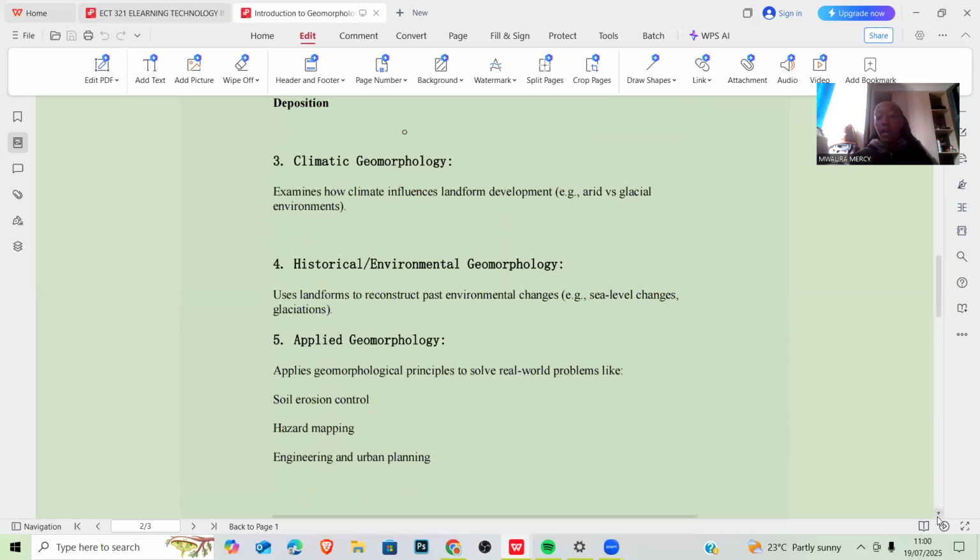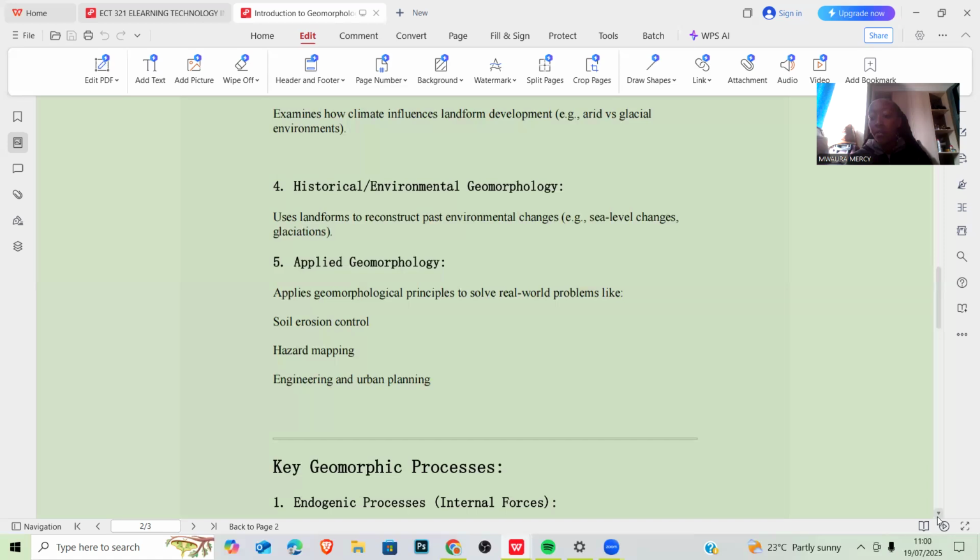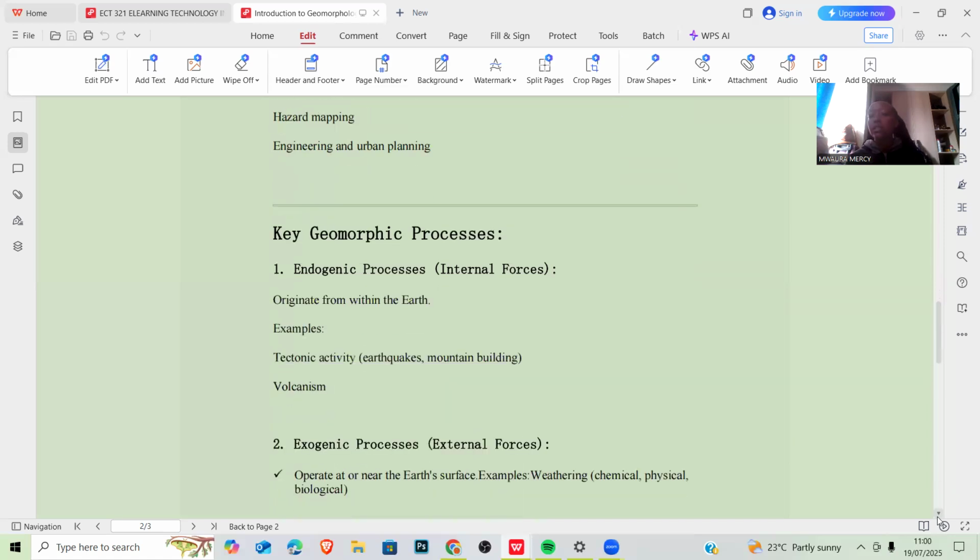I forgot to mention the others, but those two are the main. So there's climatic geomorphology, which examines how climate influences landform development. Historical or environmental geomorphology refers to the use of landforms to reconstruct past environmental changes like sea level changes and glaciation. Applied geomorphology applies geomorphological principles to solve real-world problems like soil erosion, hazard mapping, engineering, and urban planning. So we all know what urban planning is.